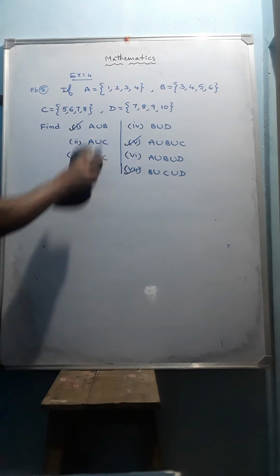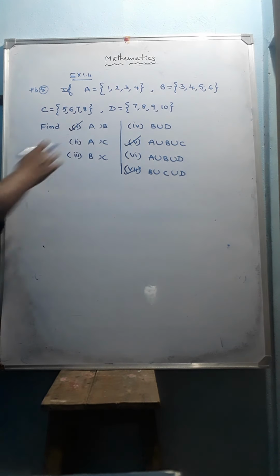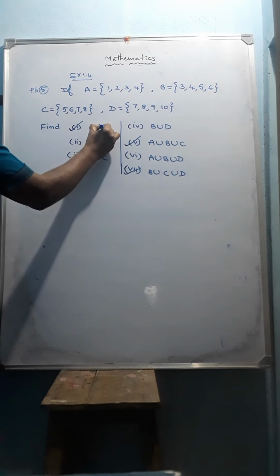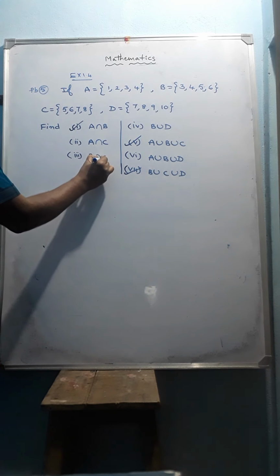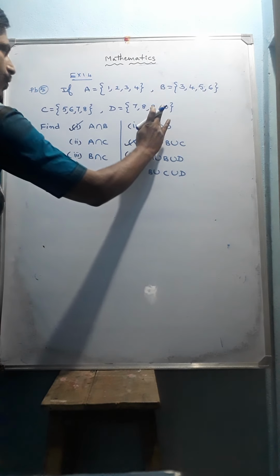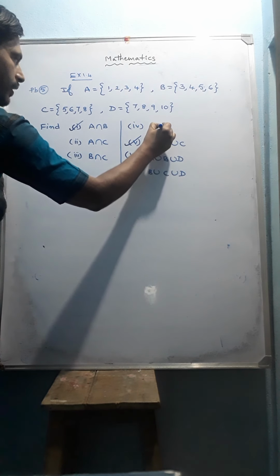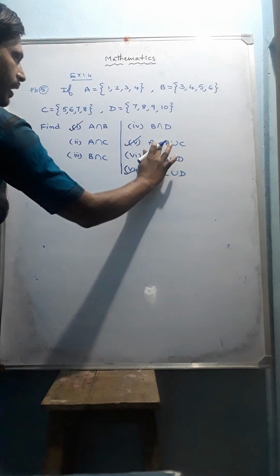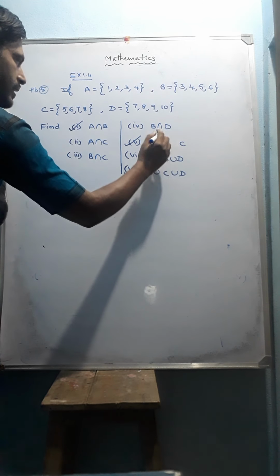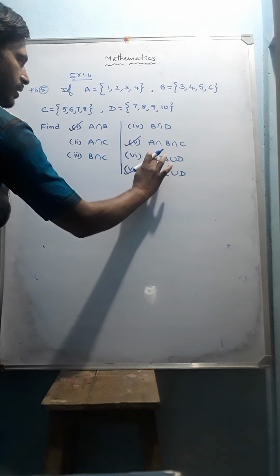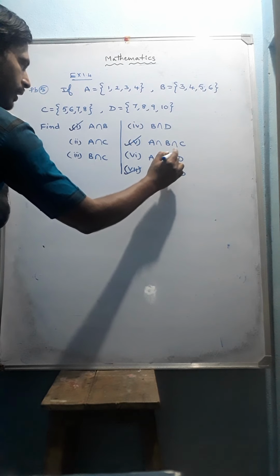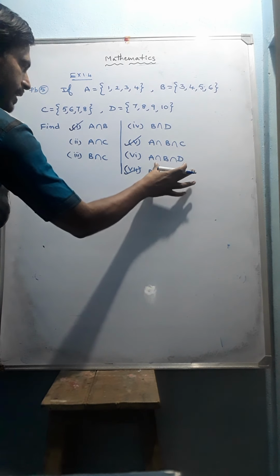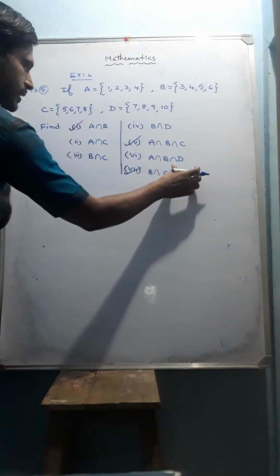Find: A intersection B. Second one, A intersection C. Third one, B intersection C. Fourth one, B intersection D. Fifth one, A intersection B intersection C. Sixth one, A intersection B intersection D. Seventh one, B intersection C intersection D.